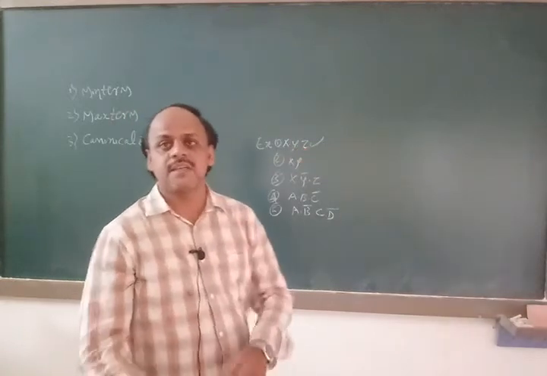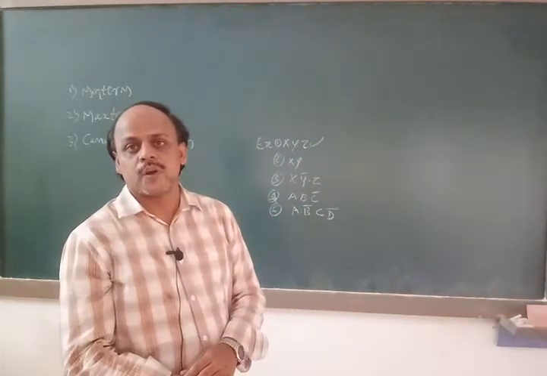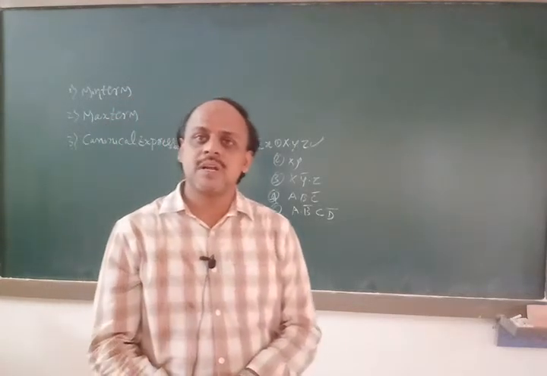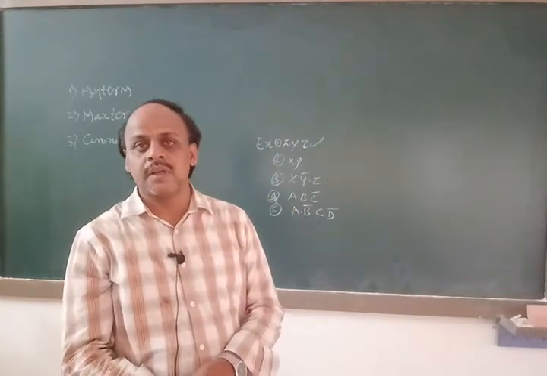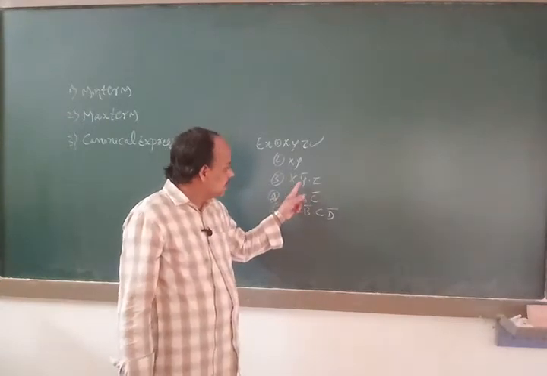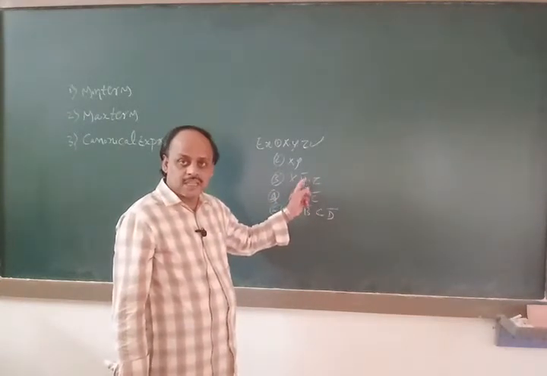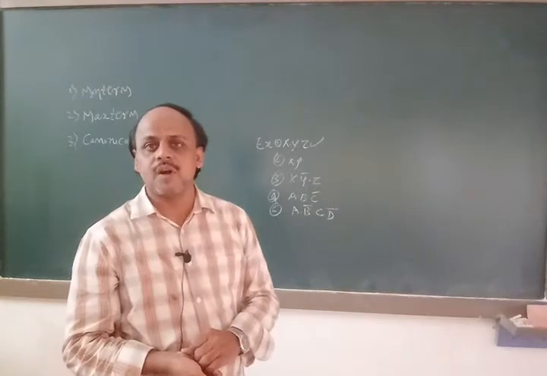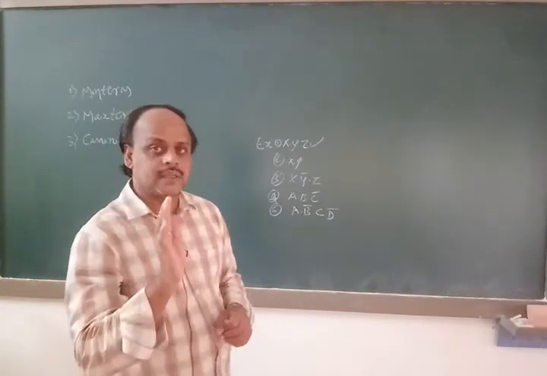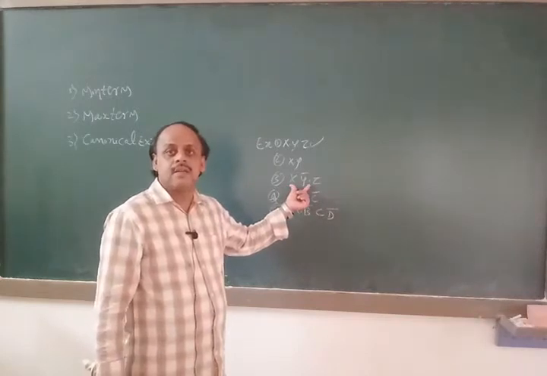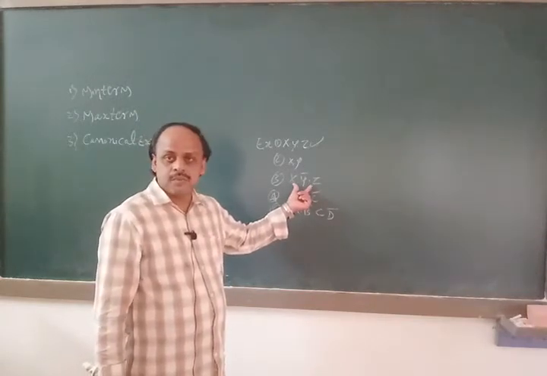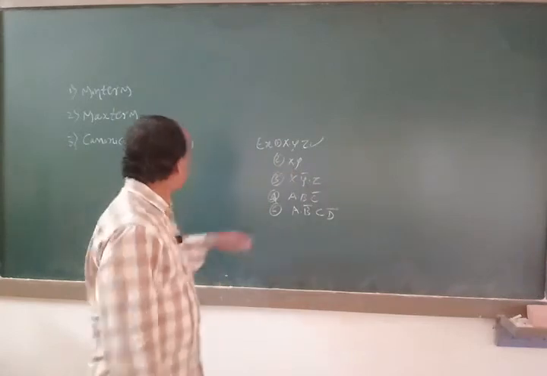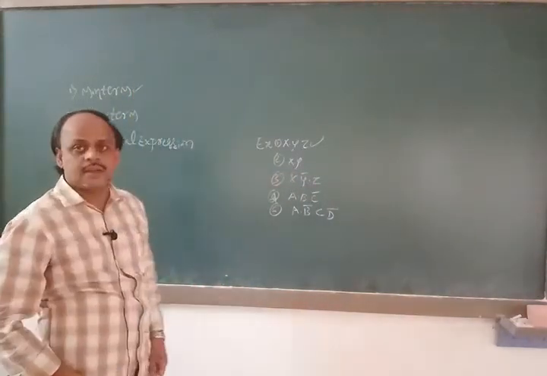What is the min term? It is the logical product of several variables, which may be in complemented or uncomplemented form. It means in x into y bar into z, x, y, z are the three variables. Each variable may be either in complemented form or uncomplemented form, but that term must be only logical multiplication. Such a term is called a min term.